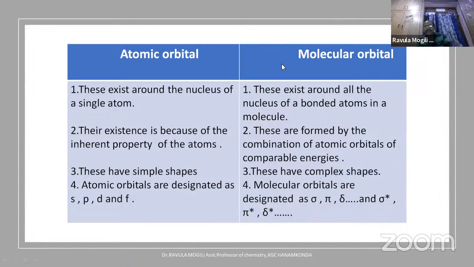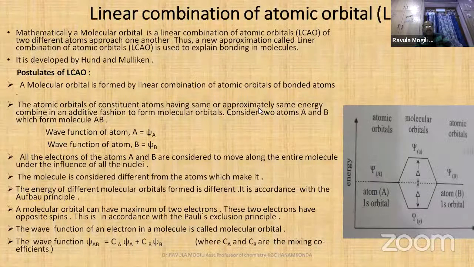So here, these are atomic orbitals and molecular orbitals. It is a very, very important theory. This is the linear combination of atomic orbitals. So mathematically, a molecular orbital is a linear combination of atomic orbitals. It was developed by Hund and Mulliken. So what is the main theme here?